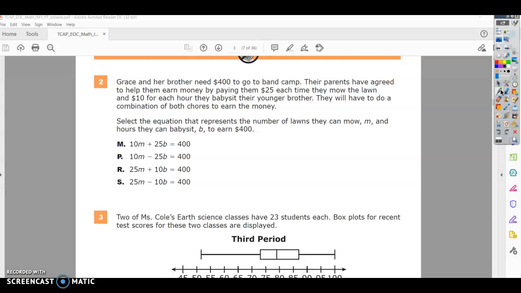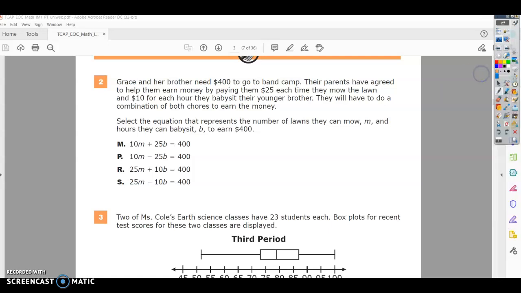All right, this is the EOC practice test for Integrated Math 1, number 2. Grace and her brother need $400 to go to band camp. Their parents have agreed to help them earn money by paying them $25 each time they mow the lawn and $10 for each hour they babysit their younger brother. They have to do a combination of both chores to earn the money. Select the equation that represents the number of lawns they can mow and hours they can babysit to earn $400.